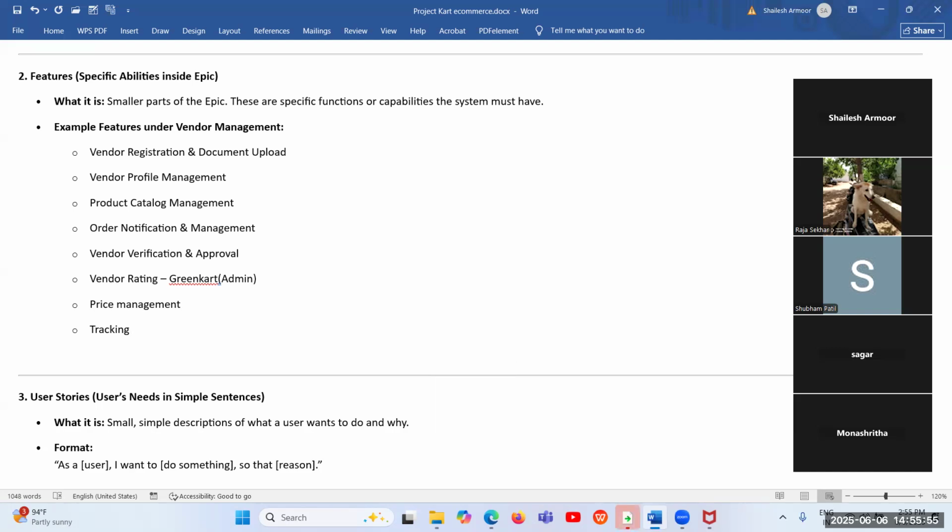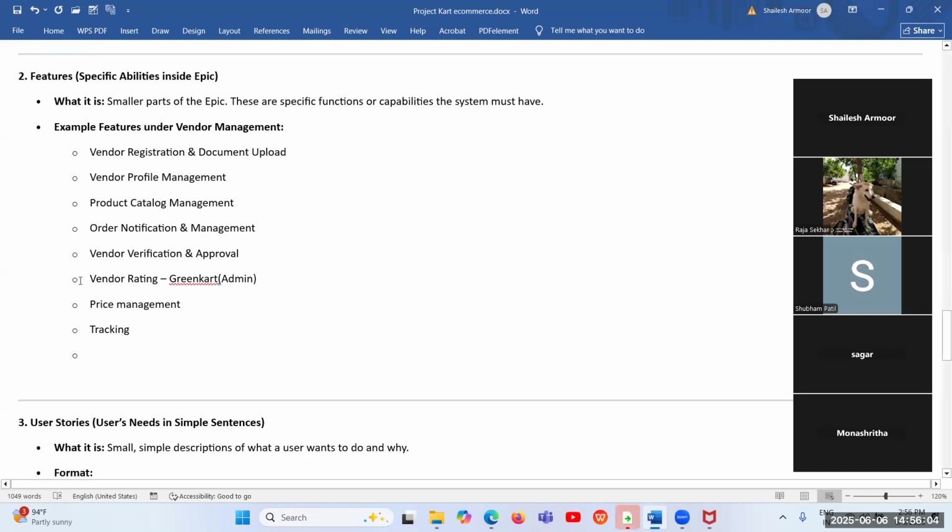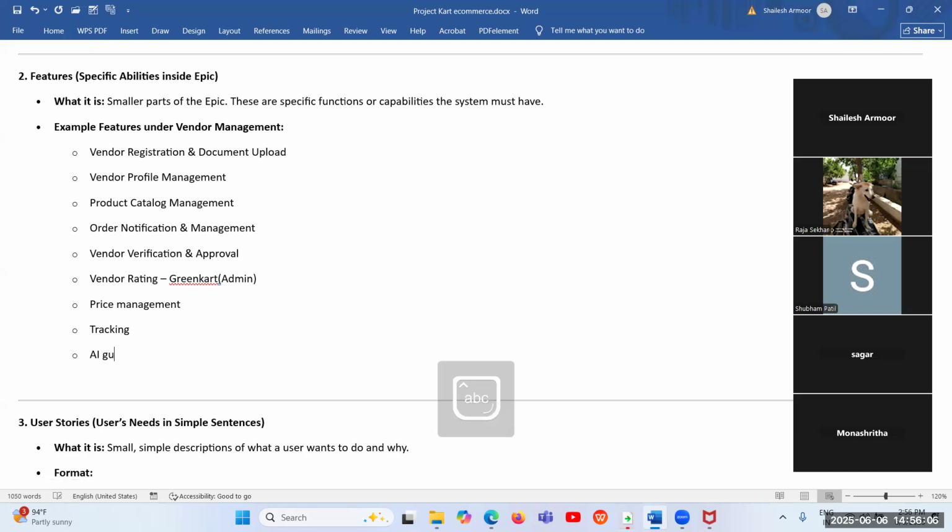No, sir. For example, we can add any AI related stuff also. For admin, like customer interaction for quick responses, we can add that AI related feature also.